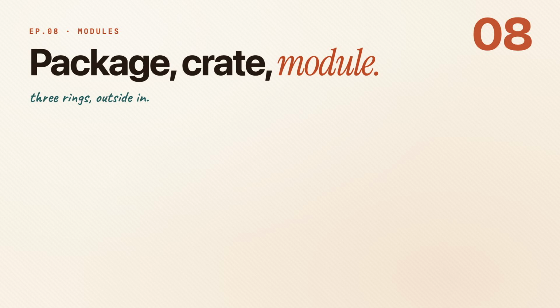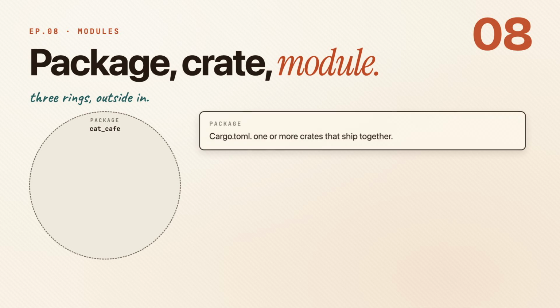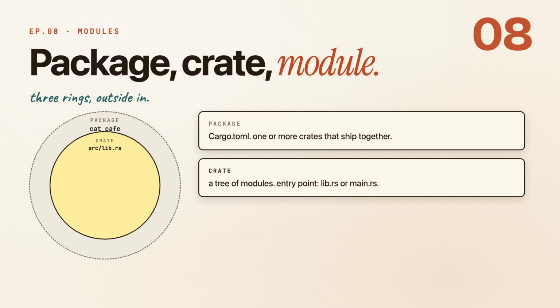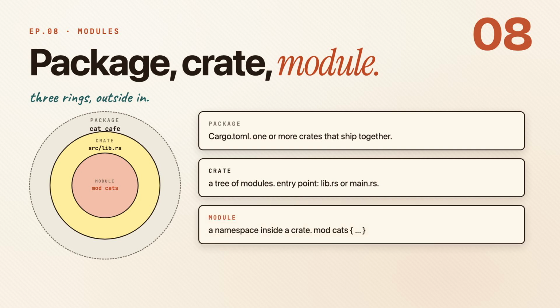Rust has a way to organize code in three nested layers. It's like thinking in rings. So the outer ring is the package, which is Cargo.toml, that defines one or more crates you can add into that. Now inside the package lives the crate. The crate root is lib.rs or main.rs. And inside the crate you create modules. A module is just a named scope. So mod cats, mod orders, each one is a separate namespace.